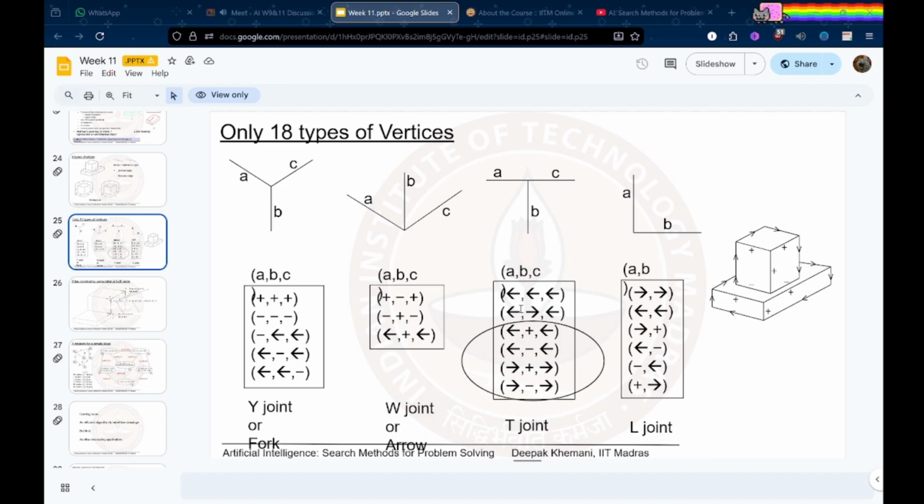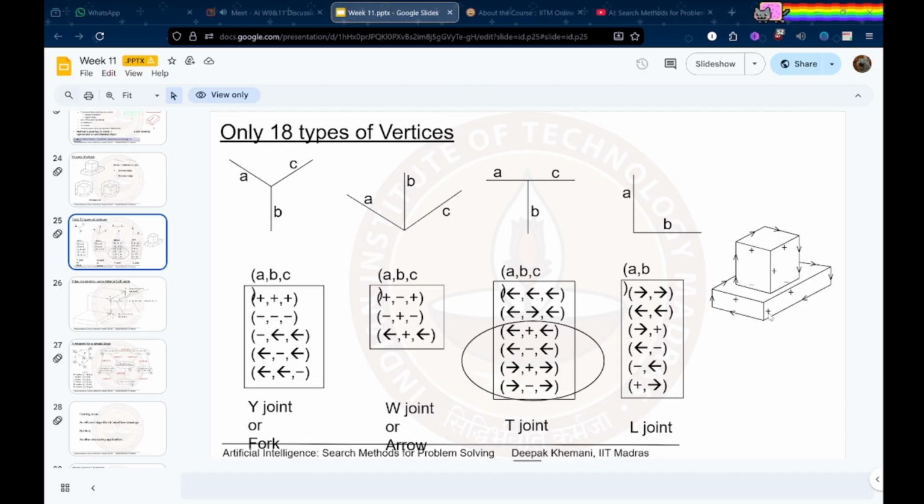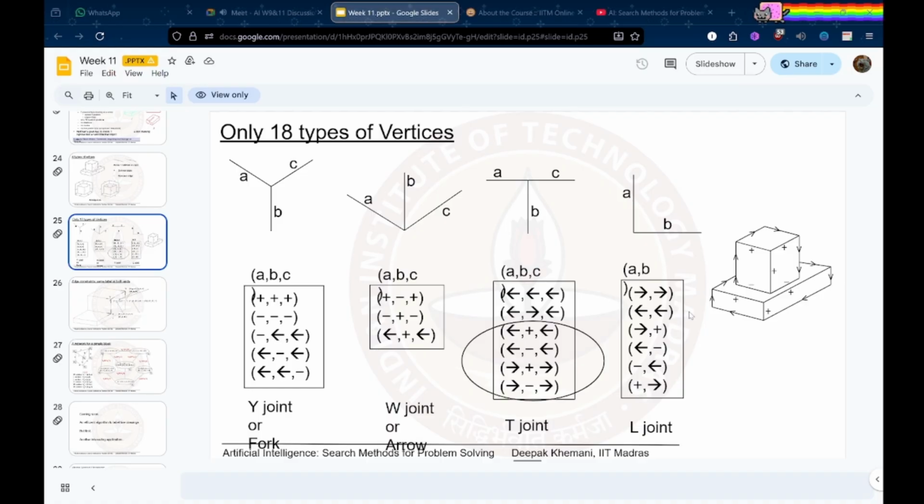T joint, ACB. We don't see anything like this happening. There is no T joint in this particular model. But they can be something like this. Yes, so that's a T joint, and those are the vertex categories.